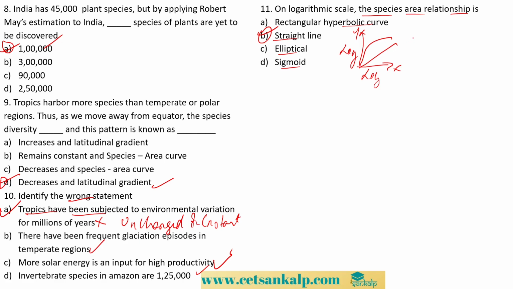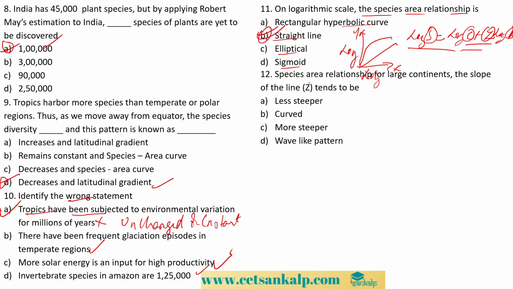Okay, so we get an equation called log S is equal to log C plus Z log A, and this is the graph you actually get. Here S is the species richness, and Z mainly tells us about the slope of the line, that is the regression coefficient. C is the Y intercept, and A is the area that we refer to, right? So this is actually the species area relationship curve, and they have given you the equation. Yes, so on the logarithmic scale it is a straight line.